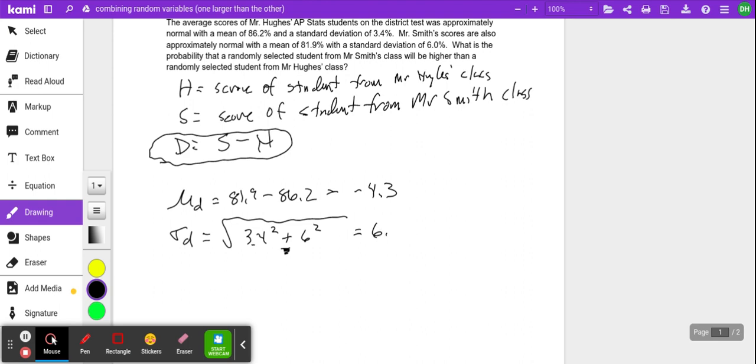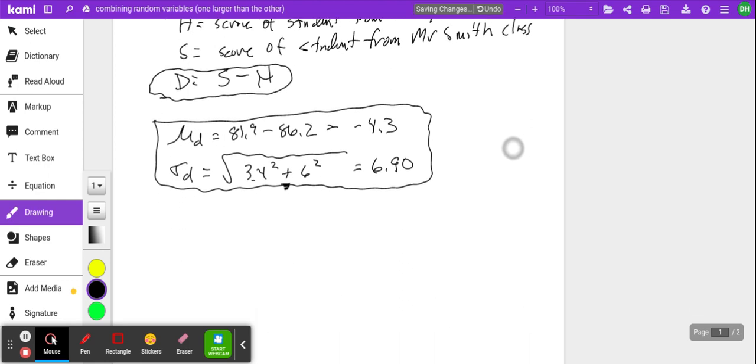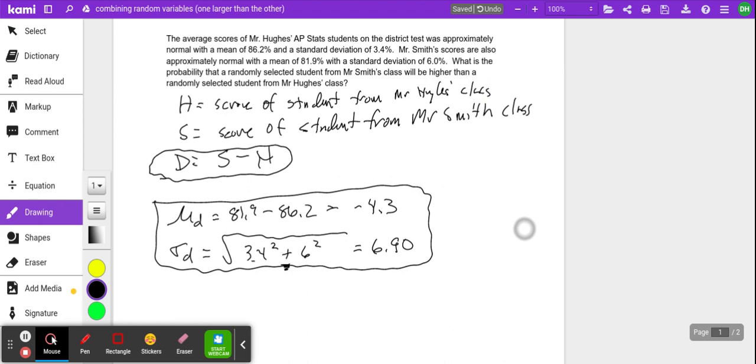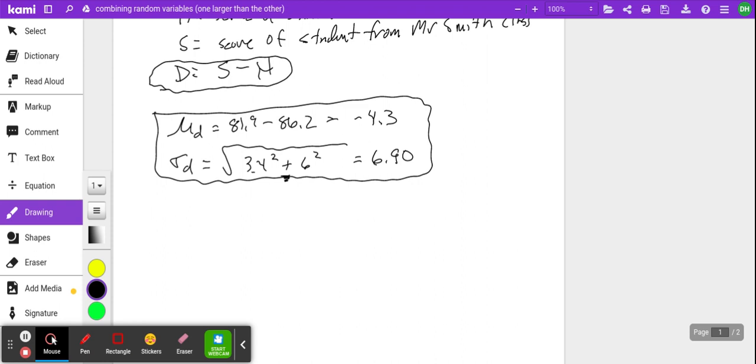And then I get, I'm going to call it 6.90. Rounding it, I got 6.96, so I'm just going to make that 6.9. So that's the new mu and new sigma of the difference between Smith and Hughes, which again means the Smith minus the Hughes. Now it said Mr. Smith to be higher than Mr. Hughes. So what I want to do now is I want to find the probability that D is greater than 0.